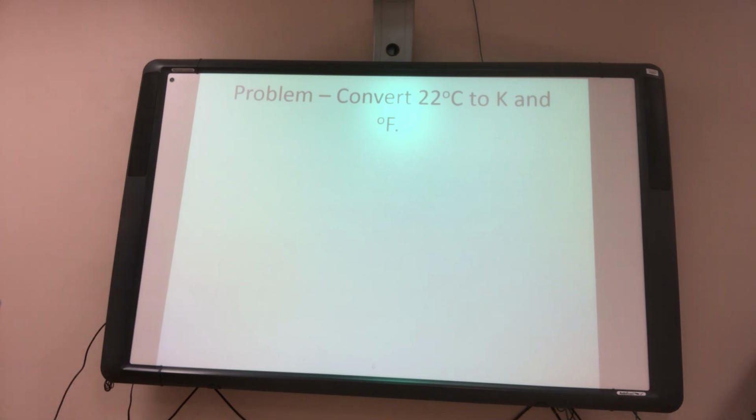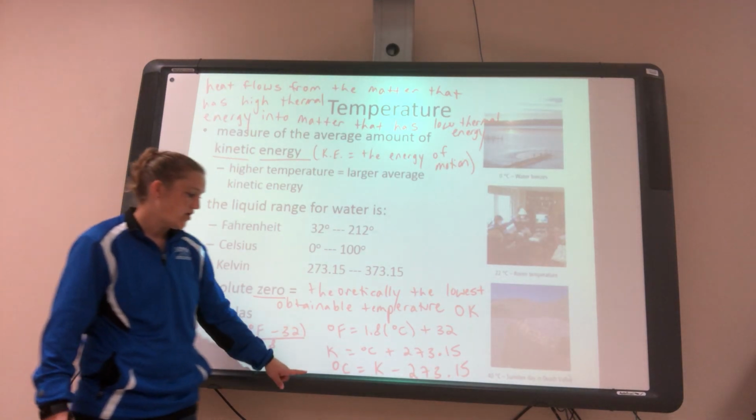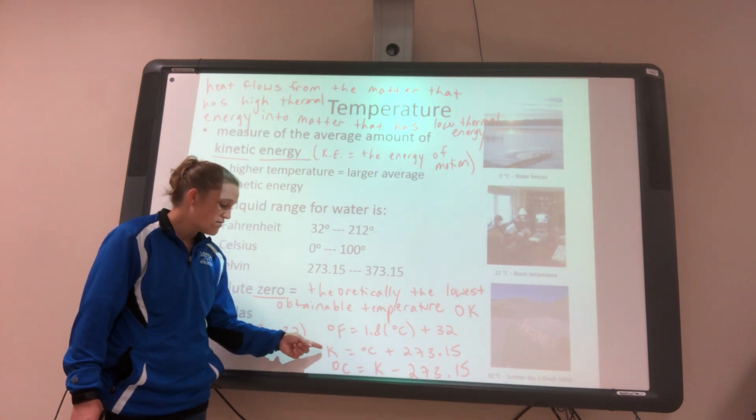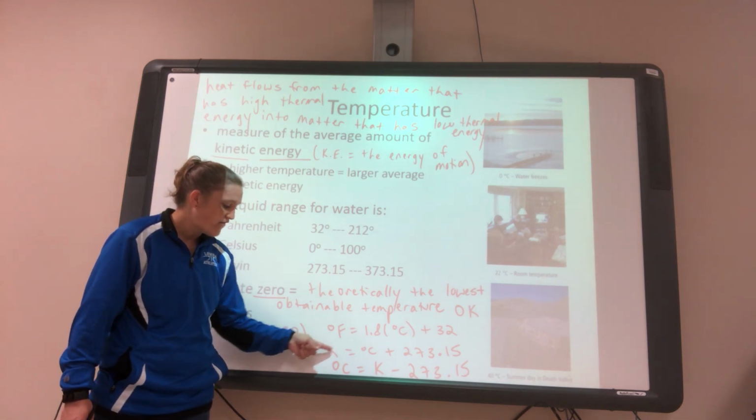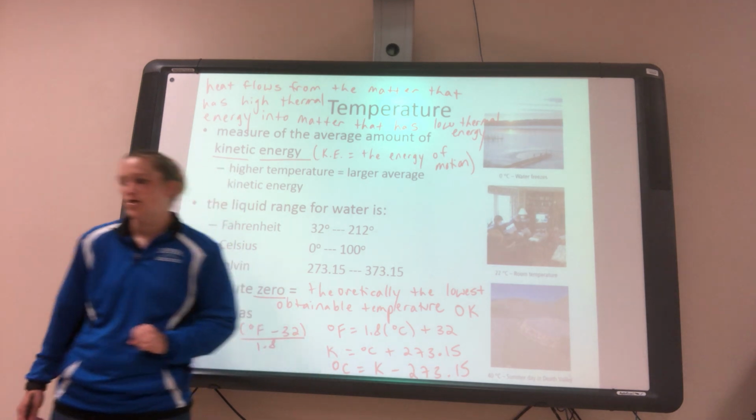So this problem says convert 22 degrees Celsius to Kelvin and then also to degrees Fahrenheit. So the first part is asking me to go from 22 degrees Celsius to Kelvin. And then the second part says to take my 22 degrees Celsius and go to degrees Fahrenheit. Okay, so I want to go from degrees Celsius to Kelvin. So I need the formula that has Celsius and Kelvin in it. They gave me Celsius, I'm trying to find Kelvin. So I want this first one because I'm trying to find Kelvin. I'm not trying to find degrees Celsius. So that's the one I want.